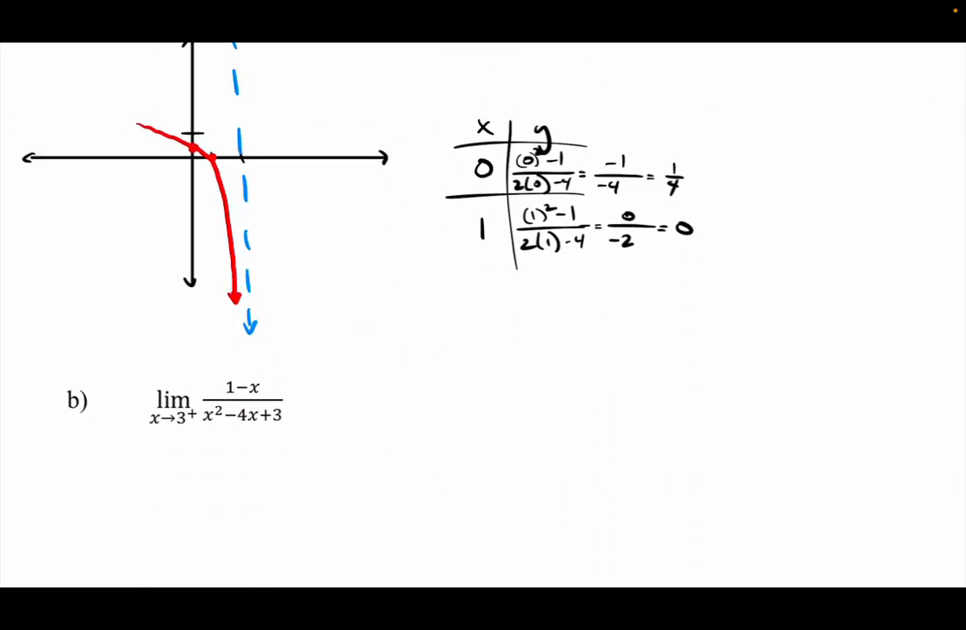All right, let's do B. So now it's +3 from the right, from the greater than side, the plus side. Okay, so what do we know about B right now? Positive 3 is the VA. So the vertical asymptote, VA, is 3.